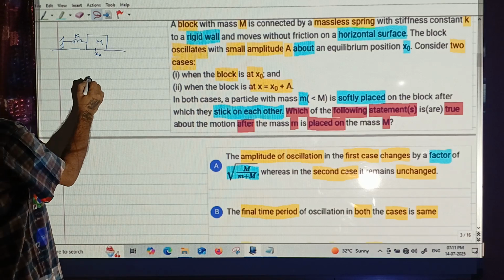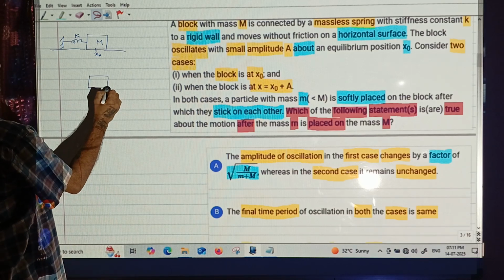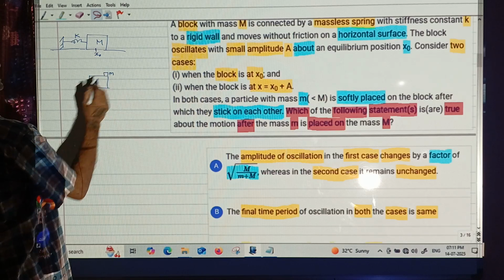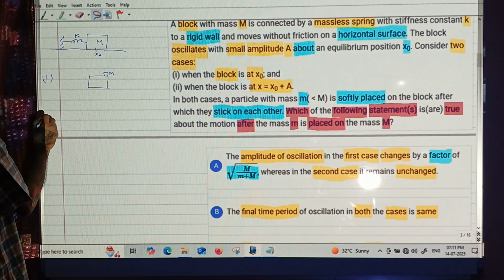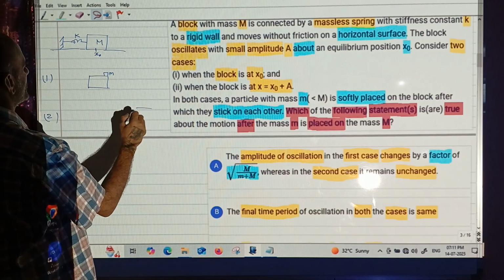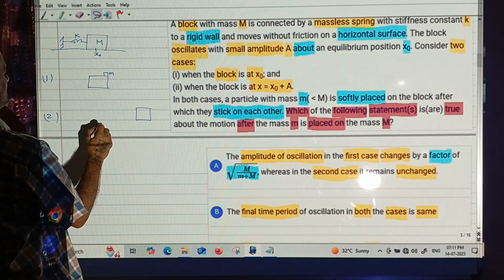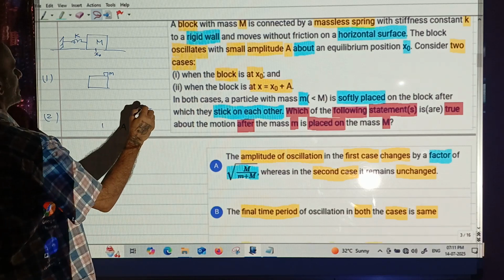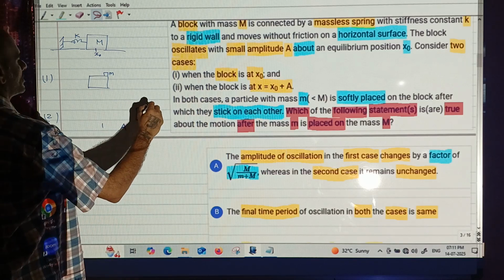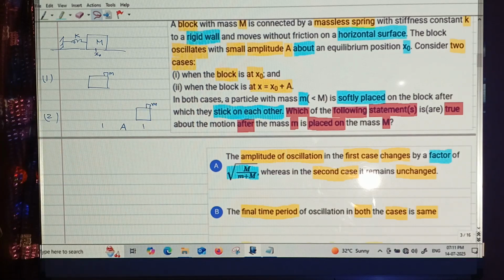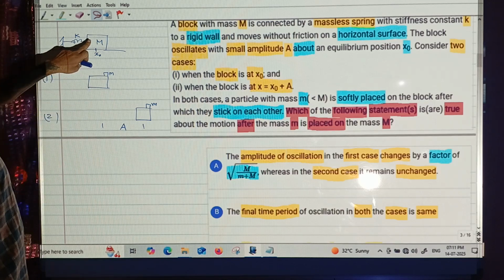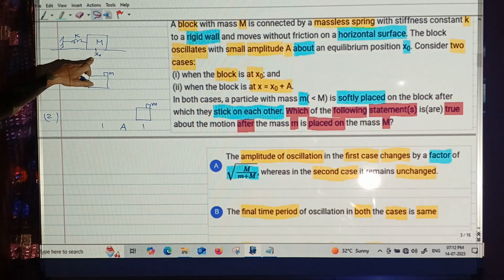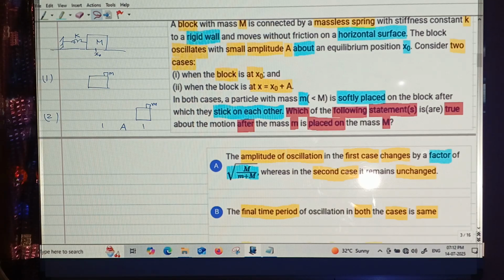So in case 1, small m is attached at this position. So this is case 1. And case 2, when the mass is at the extreme position, at a distance of A, the amplitude of the oscillation, the mass is placed here. Initially, let the velocity of this mass when it is oscillating be Vm0. Let me call this case 0, the initial one.